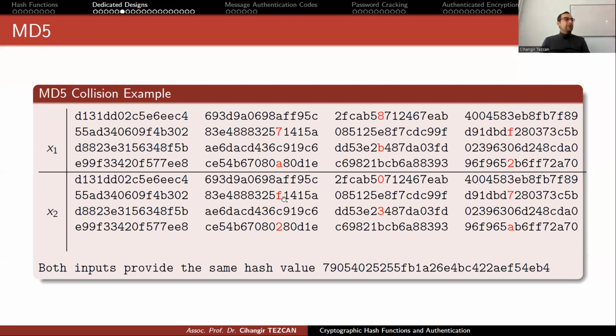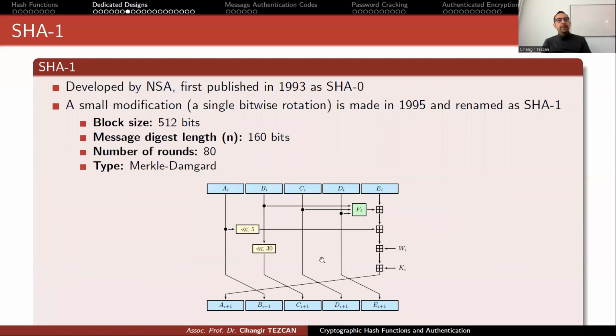So as you can see, this is what we call a differential attack. You are simply changing a few bits in the input, but obtaining the same output value. So this is just an example for an MD5 collision.